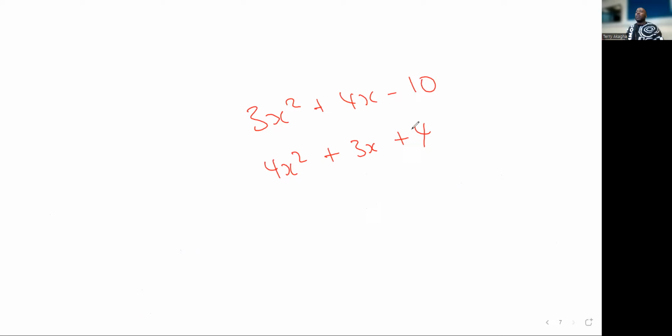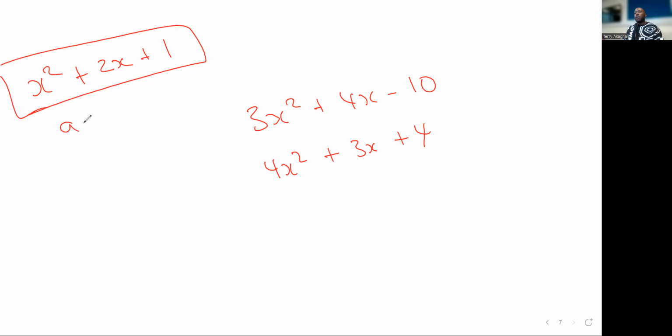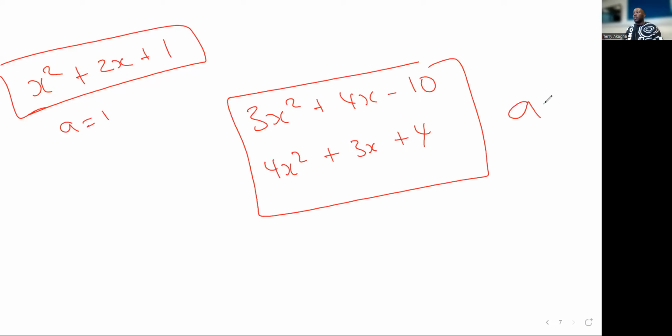Now, because all the examples we've been solving, a has been equal to what? 1. Okay, so you can see the value of a here is 1. But the value of a here is not equal to 1. So when a is not equal to 1, how do you solve it? So we'll talk about it in the next video. All right, so I'm going to see you in the next video where we talk about that.